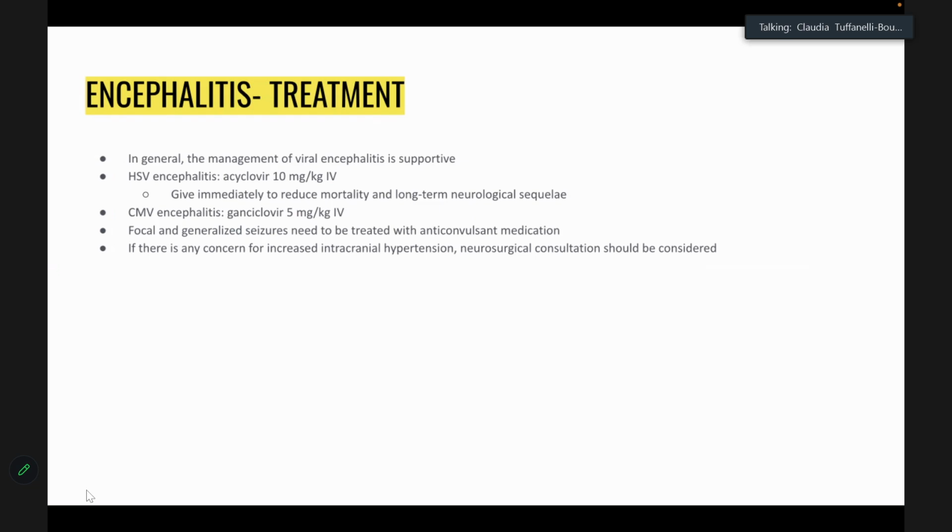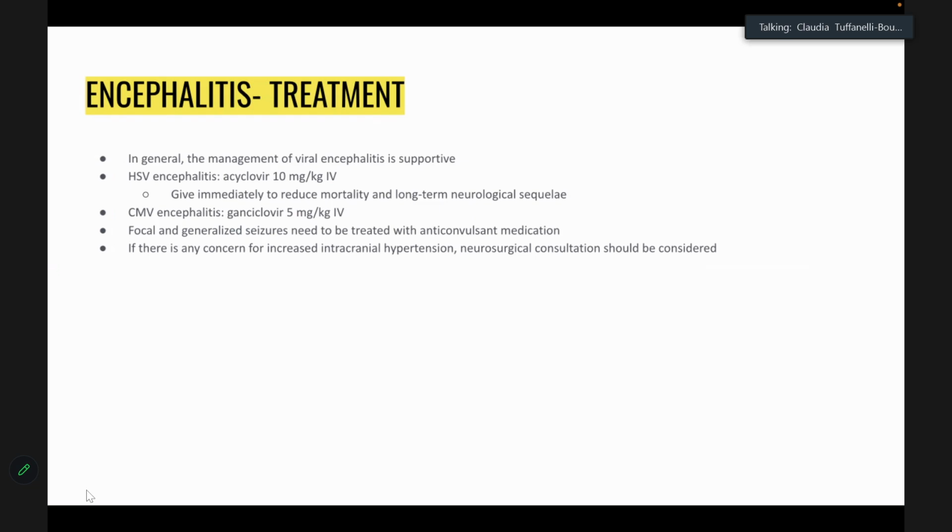In HSV encephalitis, acyclovir does reduce mortality and long-term neurological problems. If you treat it, you can have pretty good outcomes, and the treatment is effective. If there is concern for CMV encephalitis, so in an HIV patient, you can change that to a different antiviral than acyclovir. And again, with some of these, you may want to talk to your infectious disease people or check with your pharmacy on what the optimal treatment would be, because it might be a little different.